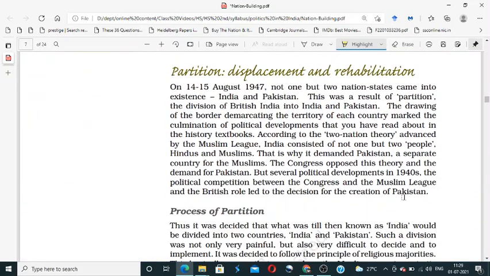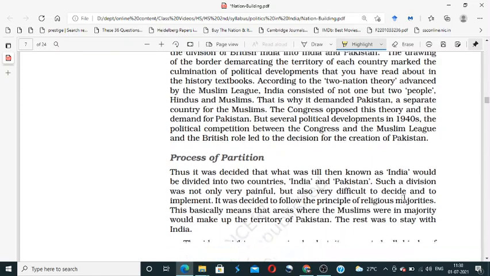So let us talk about the partition now. As we all know, it was the 20th century's most unfortunate event. Most of the commentators and writers throughout the world will agree that this was the largest displacement of people in the last century. So the process of partition wasn't easy.